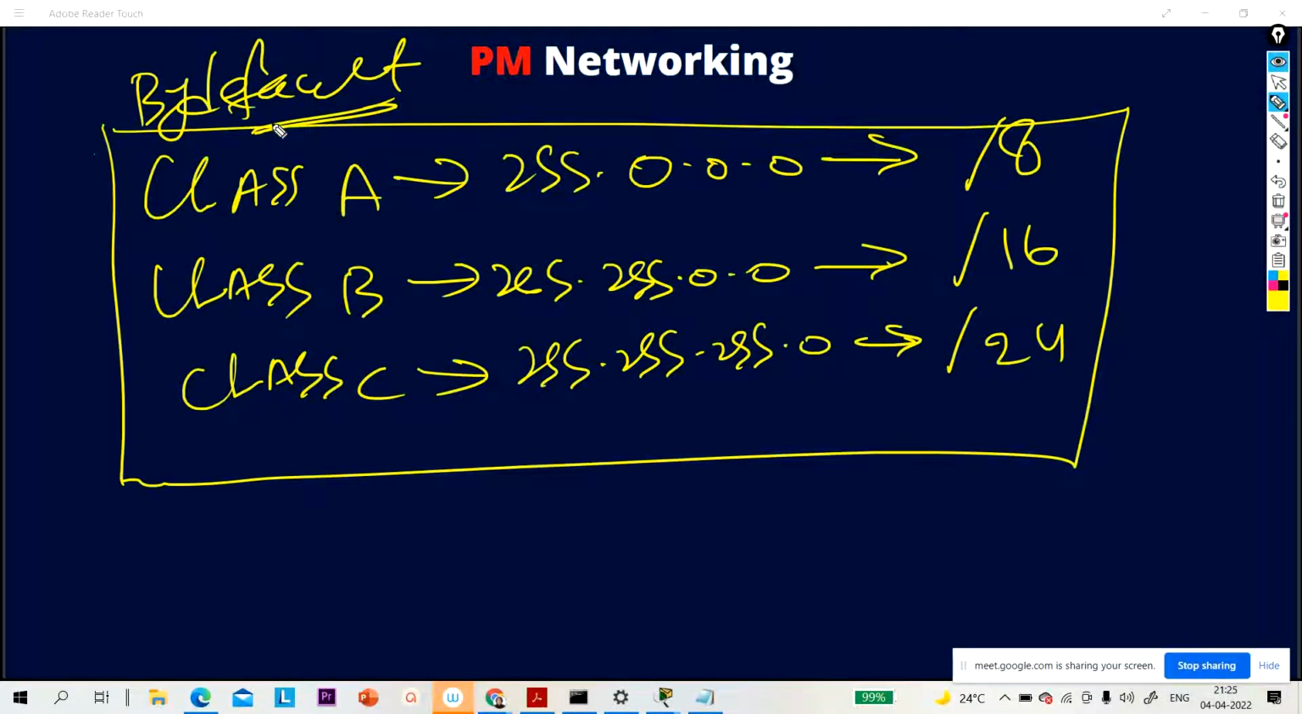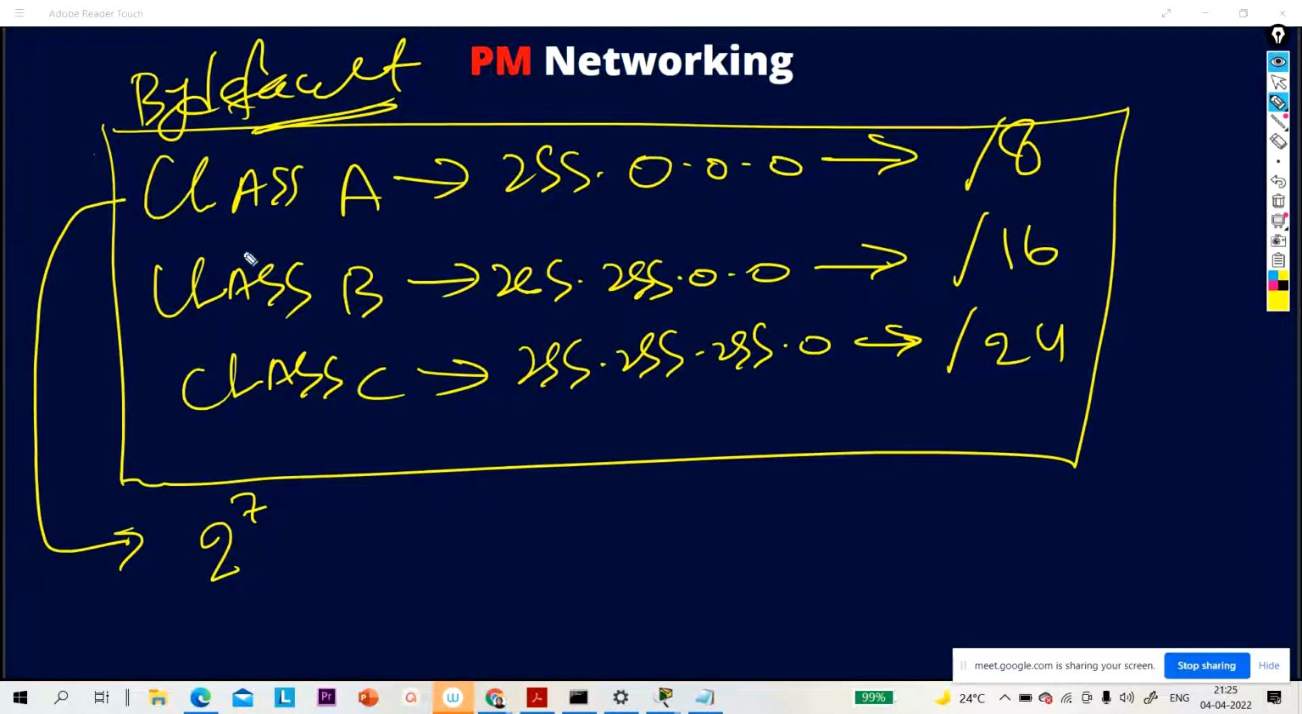Fine. Okay, can you tell me how many networks we can create from class A? 2 raised to the power 8. Oh, to find network, you don't need to subtract 2. Then 2 raised to the power 8. And my answer is 2 to the power 7, because 1 bit is reserved, the first bit. Right, this is a very tricky question. Many times you will face this question in the CCNA exam as well, right?